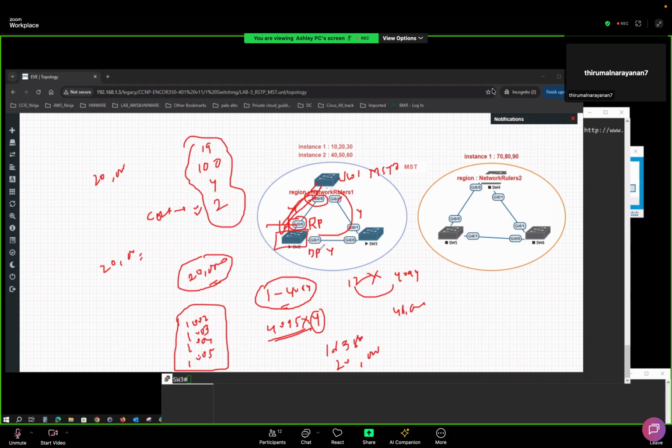If I want to make this port a root port, and this port a designated port, what do I need to do? This sending switch cost, how much? 1,000. This sending switch, how much cost is it? 1,000. So total how much happened? 40,000. Still this switch by default is 20,000, so by default it is going to take the root port. If I want to make this port a root port, somehow this 20,000 I will make more than this 40,000.